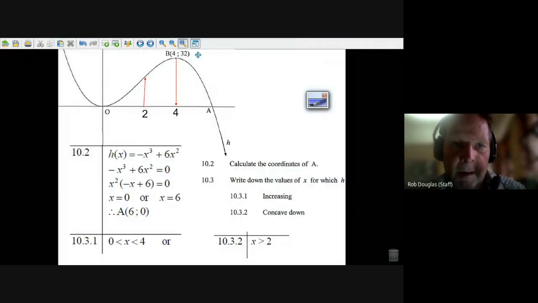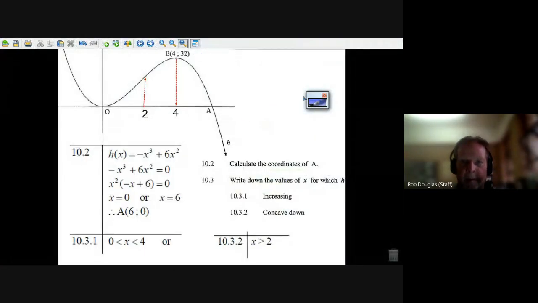Okay, we're going to look at the second part of this last calculus question. And here we go, 10.2. What are they asking here? They're asking for the coordinates of A. I can tell from the memo they're asking for the coordinates of A. And they say, okay, so what is A here?